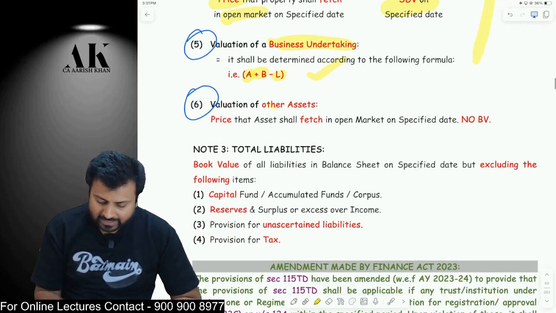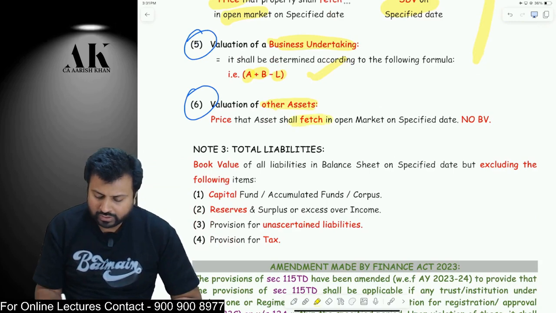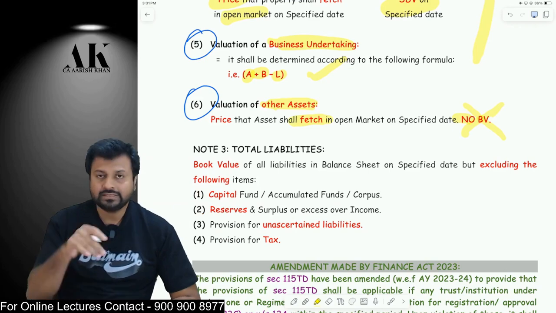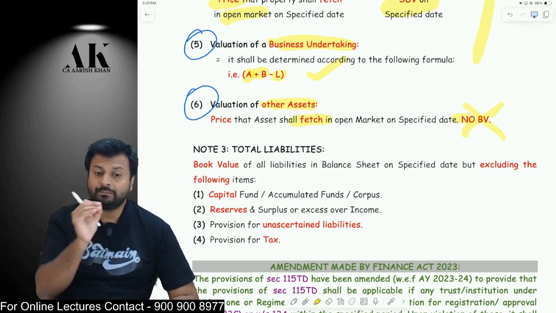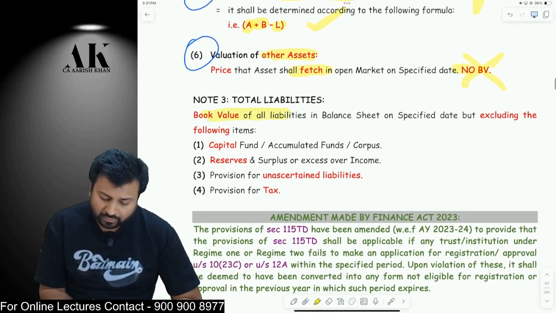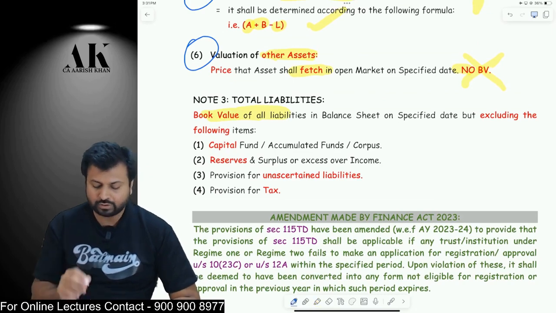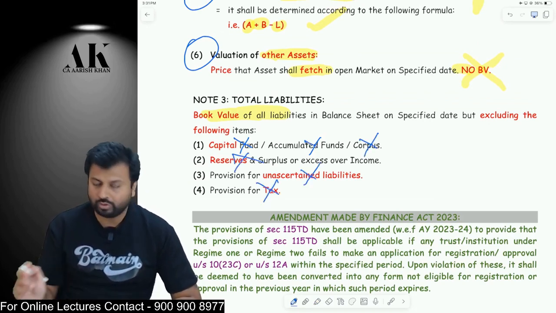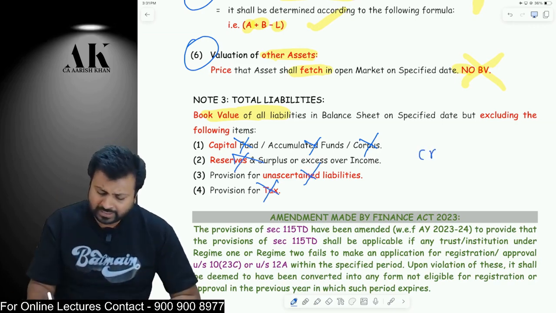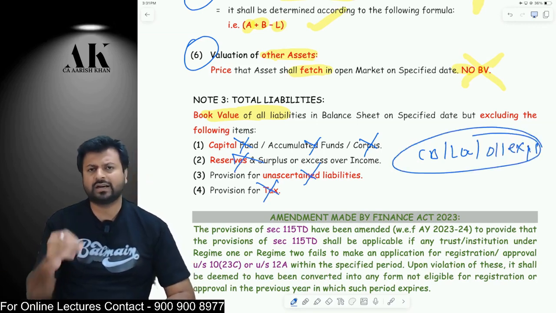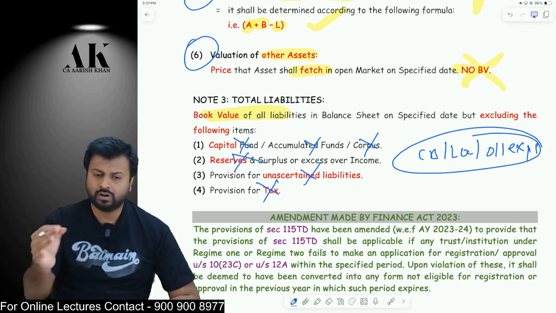Apart from this, if there are any other assets, you are going to take the market value, not the book value, of that particular asset. So all the assets are covered. Now, from the aggregate of all assets minus the aggregate of all liabilities, how will you compute the liabilities of the trust? Book value of all the liabilities, but you will not take these items: don't take capital, accumulated fund, corpus, reserves and surplus, unasset and liability, or provision for tax. Then creditors will come, loans will come, outstanding expenses will come, utility bills, and normal business expenses which are outstanding, all of these will come here.